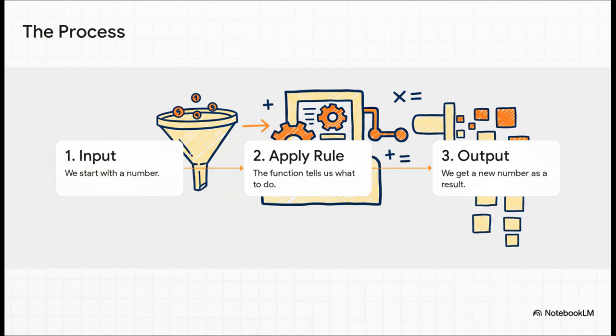Step 1, you start with an input, usually a number. Step 2, you apply the rule. The function tells you exactly what to do with that number. And step 3, you get your output, a brand new number that's the result of that rule.